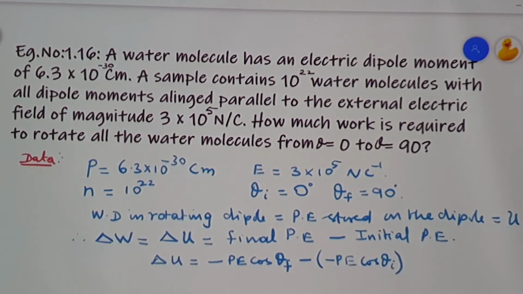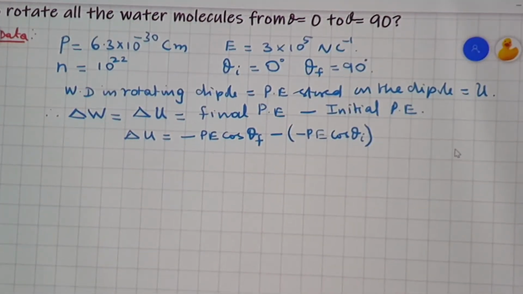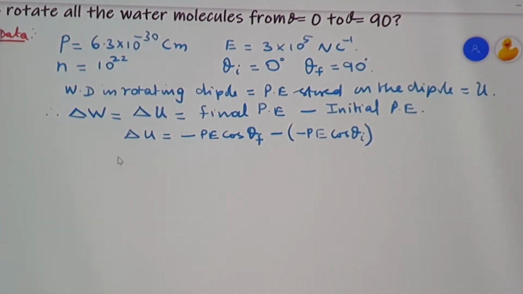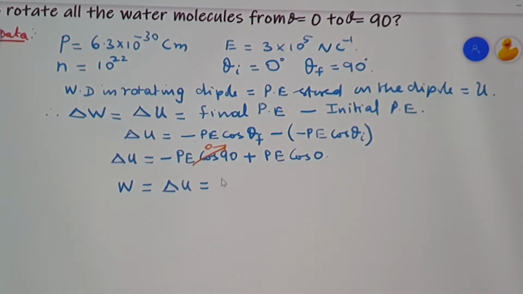See, simplify to get the answer. So how you can able to get it out? Change in potential energy is the work done, which is equal to minus of PE into cos 90. Minus of minus will become plus PE into cos 0. This cos 90 tends to become 0. Therefore, we can say the work done is equal to change in potential energy is equal to PE, since cos 0 is equal to 1.